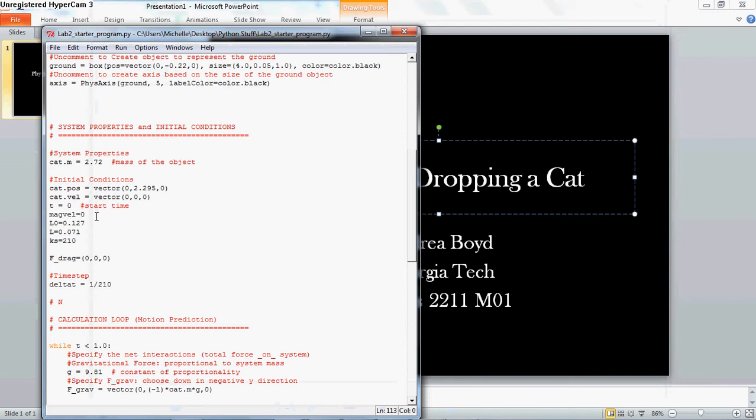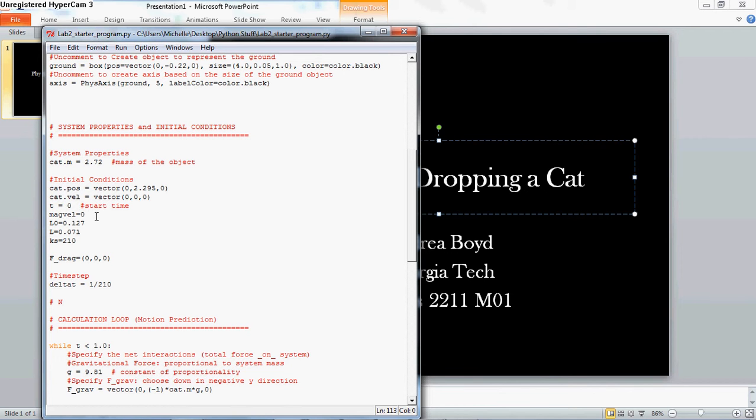And I put some initial conditions here. I calculated that the pillow acted like a very small spring. So I had the relaxed length being 0.127, or about 5 inches, and the compressed amount was about 2 inches, or 0.071, which is how much the pillow went down when the cat landed on it.